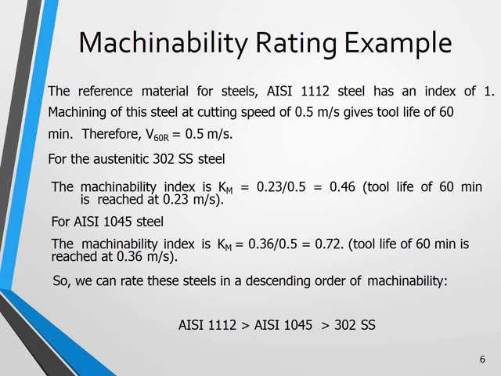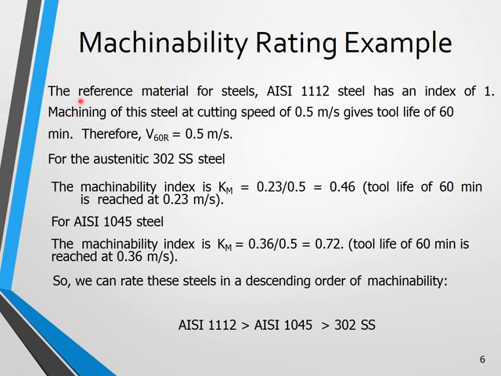In this example, we are taking three materials: AISI 1112 steel, Austenitic 302 stainless steel, and AISI 1045 steel. In this, we have taken AISI 1112 steel as the reference material. This is our reference material. So naturally, for the reference material, the index will be 1.